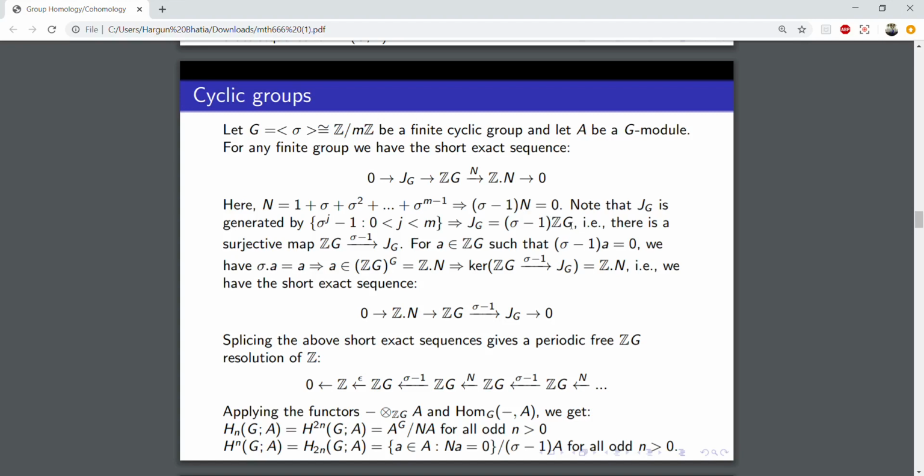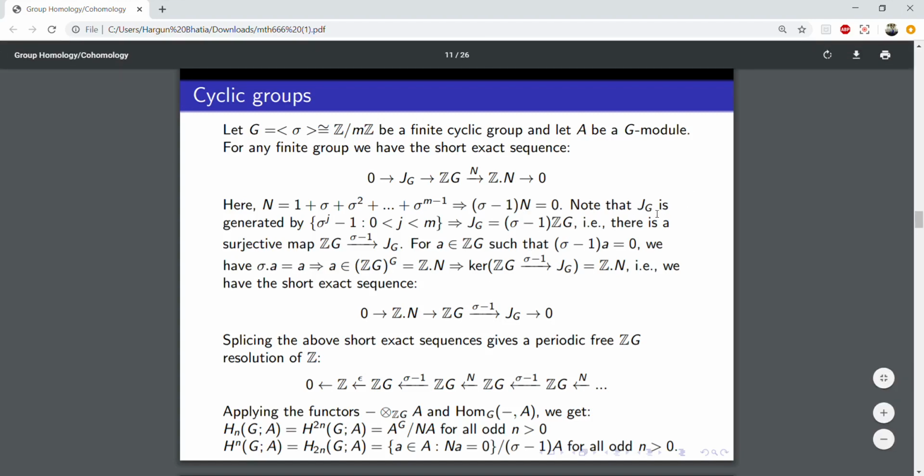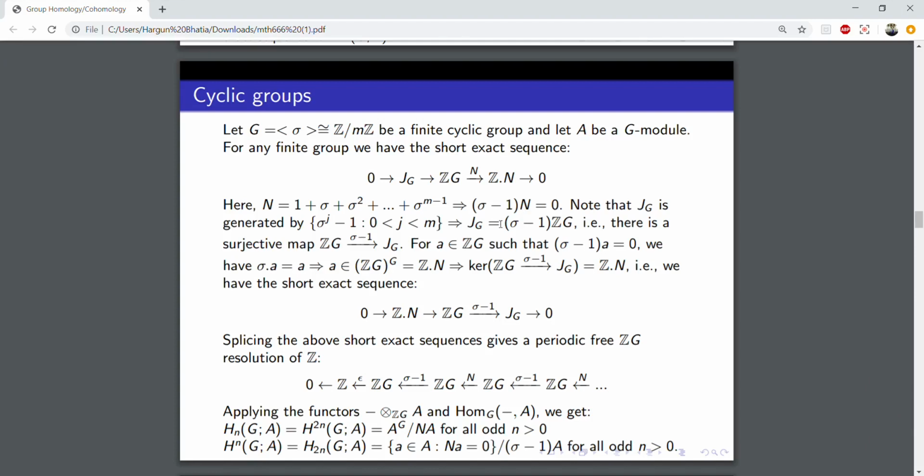Now if you look at this map from ZG, multiplication by sigma minus 1 on ZG, what happens? Notice that JG is generated by sigma to the j minus 1, and so all of these are multiples of sigma minus 1, and sigma minus 1 is already in the augmentation ideal. Therefore this suggests that the augmentation ideal is nothing but sigma minus 1 times ZG. So this map from ZG to JG, multiplication by sigma minus 1, is surjective. Now what is the kernel of this map?